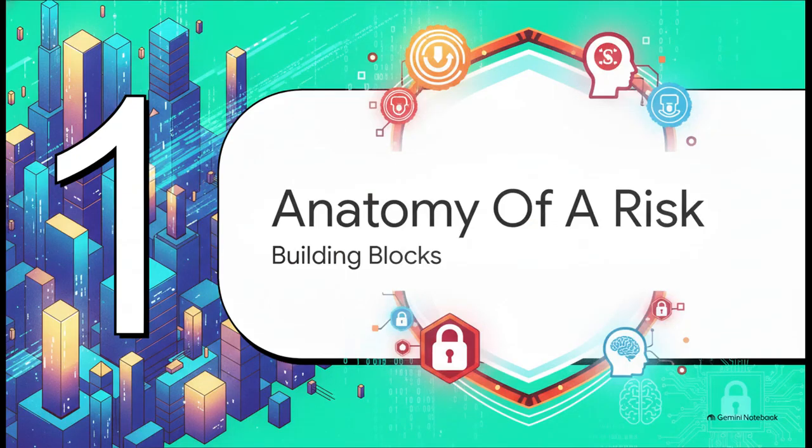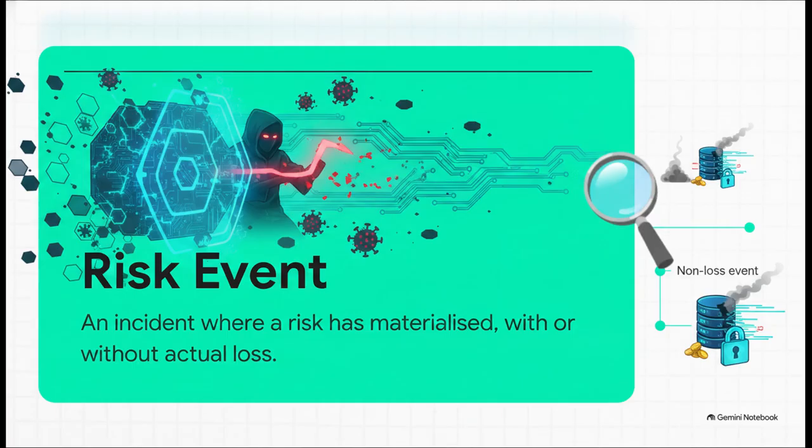All right, let's kick things off with section 1, anatomy of a risk, the building blocks of defense. First things first, we really need to nail down what we mean by a risk event. As defined here, it's a specific occurrence where a risk has materialized. But notice that ending, with or without actual loss. That is absolutely crucial. A risk event isn't always a smoking crater of a disaster, right? Sometimes it's a near miss. Maybe a threat actor gets in, but your controls actually catch them before any data is stolen. That is technically a non-loss event, but fundamentally, it's still a risk event that needs serious analysis.